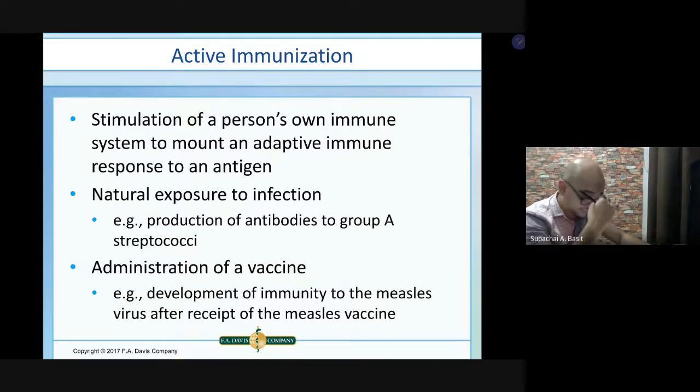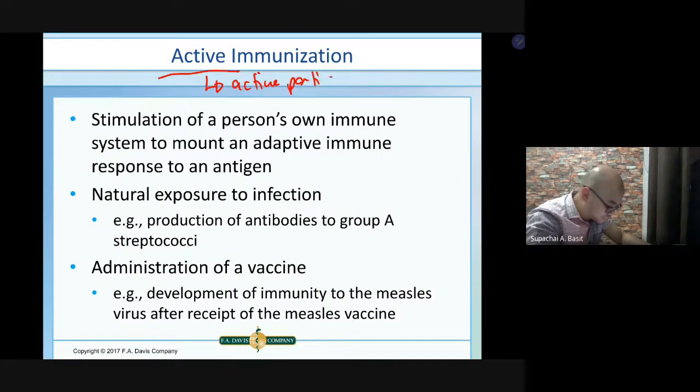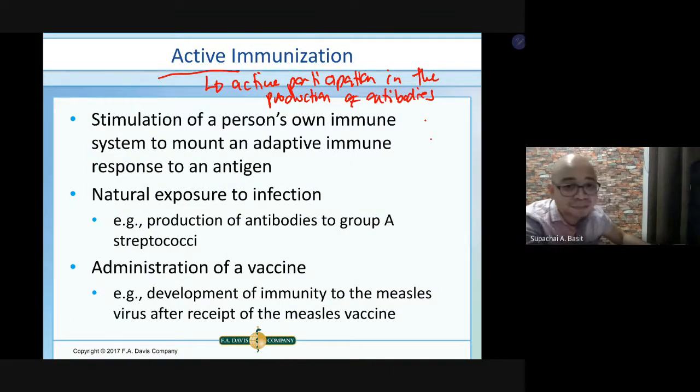Why do we call it active? The reason is that we have an active participation in the production of antibodies. Why do we say that? Because we participate in mounting an immune response to the antigen. It is the stimulation of a person's own immune system to mount an adaptive immune response to an antigen.